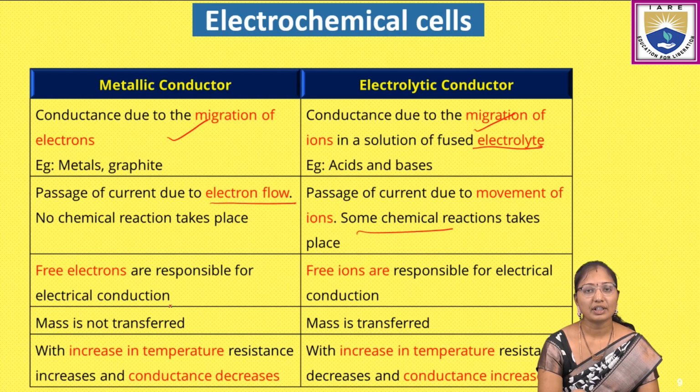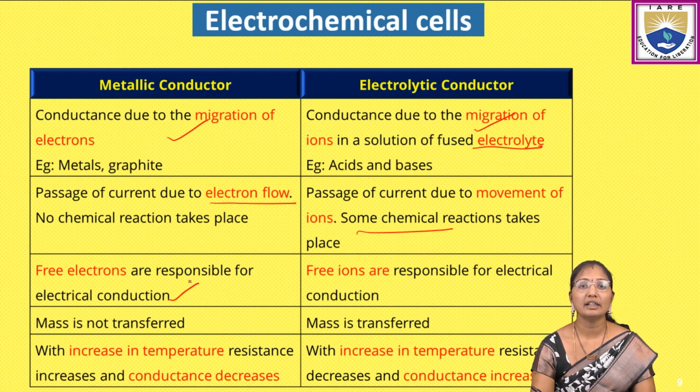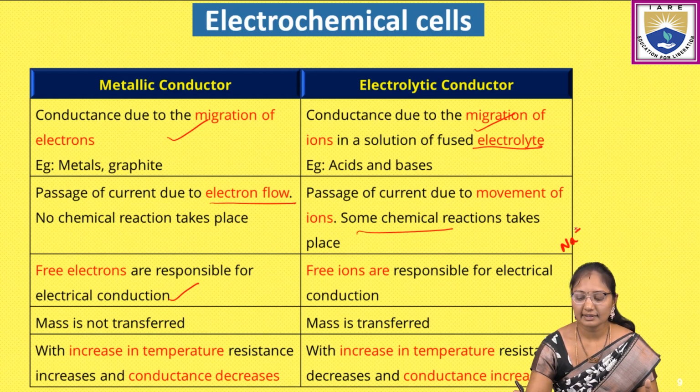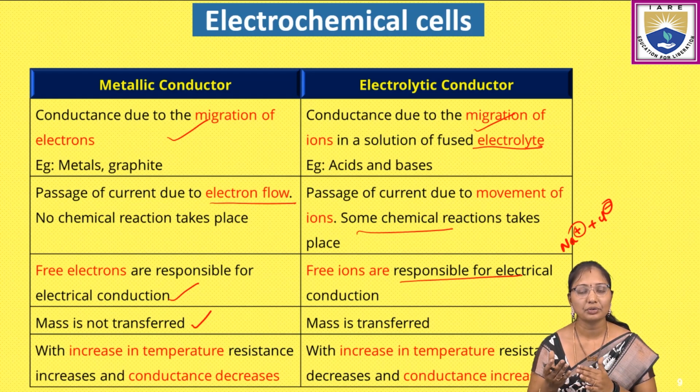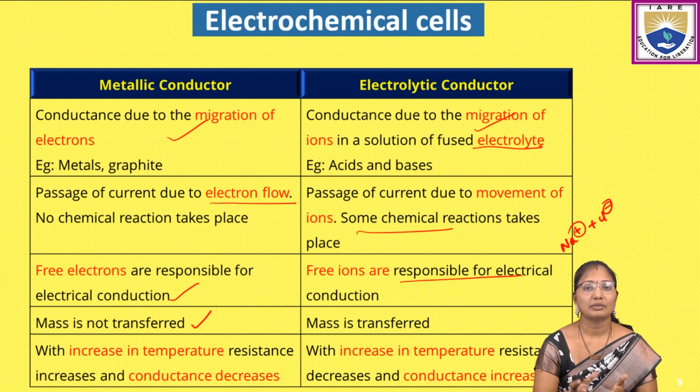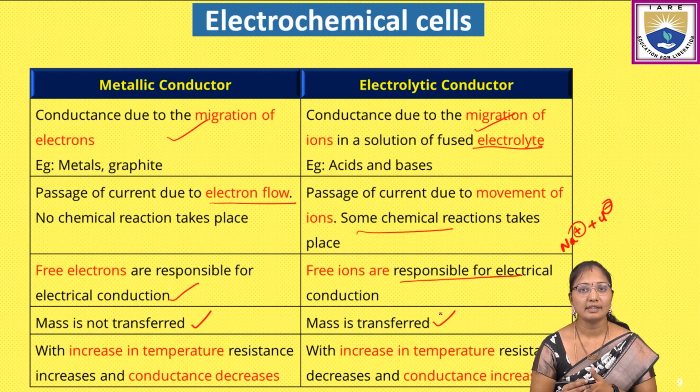The free electrons are responsible for the electrical conduction. Here it is the free ions, because it is in ionic form. Suppose NaCl splits into Na+ and Cl-. These are responsible for electrical conduction. Here mass is not transferred. Both the anode and cathode are constant and mass is not transferred. Only electrons are transferred, and this causes the electricity generation, whereas here mass is transferred.